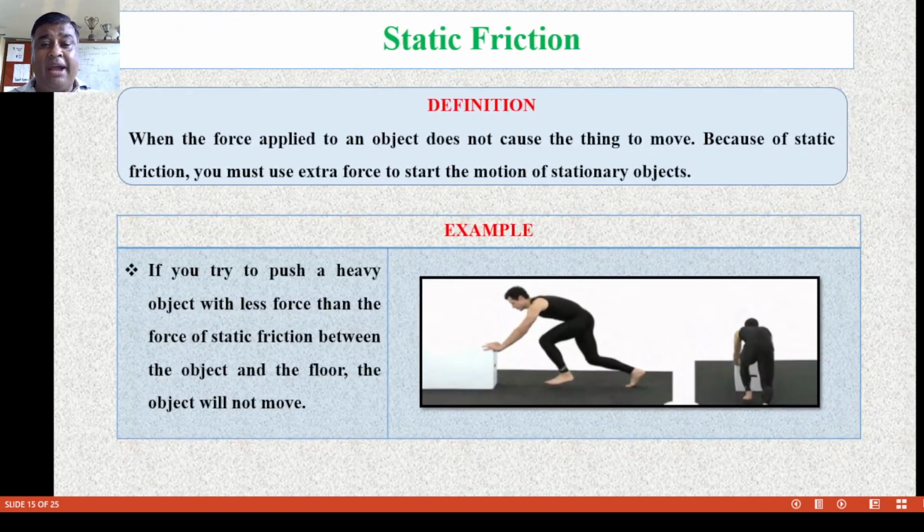When a force is applied to an object and does not cause any movement, that is because of static friction. The body stays in its static position, and extra force is required to move the stationary object. For example, as you can see in the picture, a person pushes a heavy object with less force. The force is static friction between the object and the floor, and the object will not move.